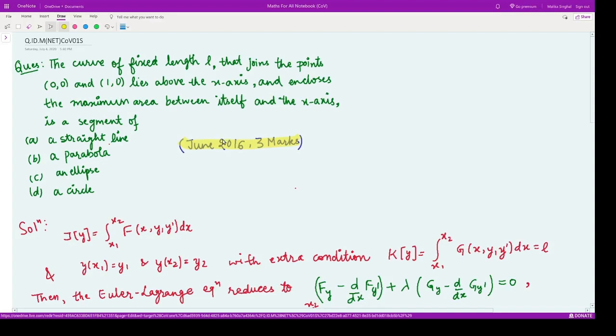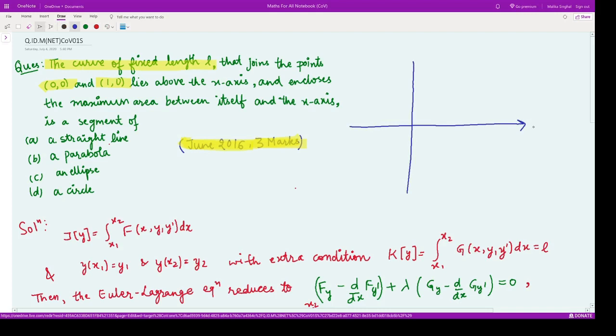In this video, we are trying to solve a question of June 2016, which is of 3 marks. The question is: the curve of fixed length L which joins the points (0, 0) and (1, 0), lies above the x-axis and encloses the maximum area between itself and the x-axis, is a segment of which of these? So let us see what it states.